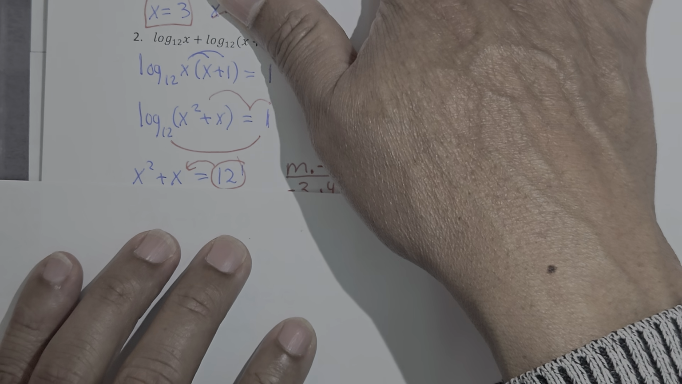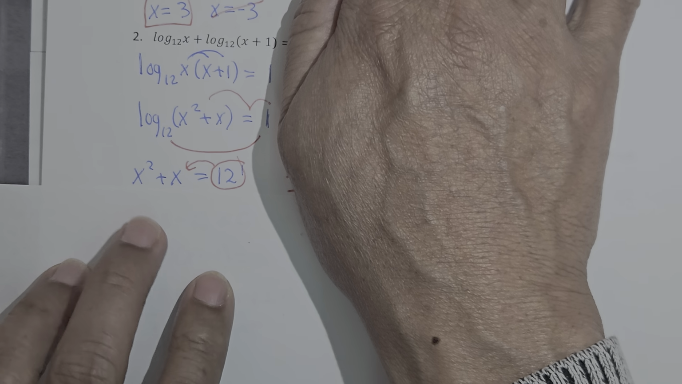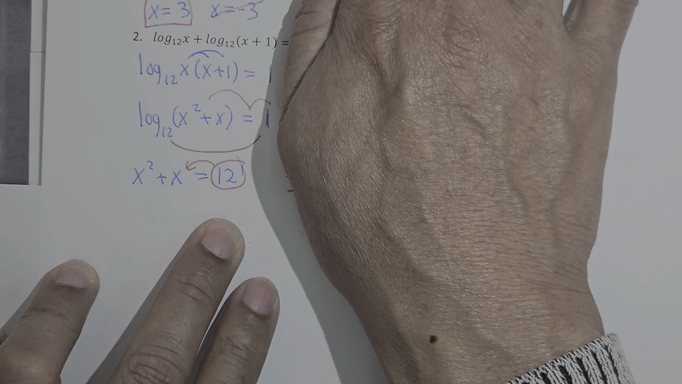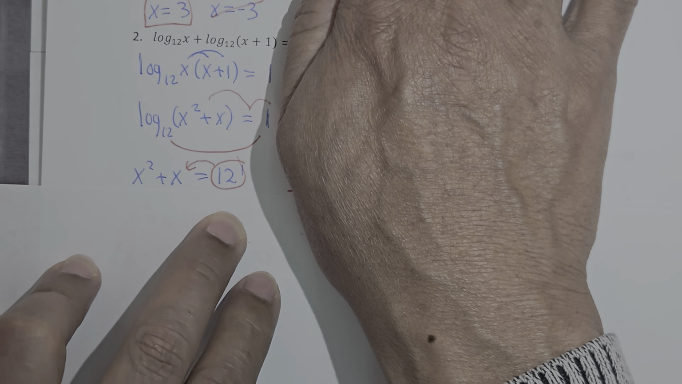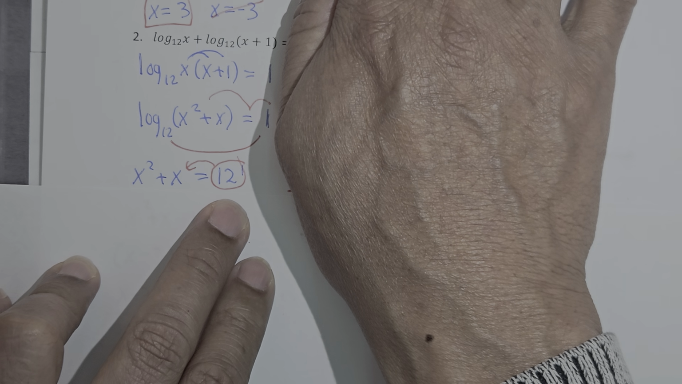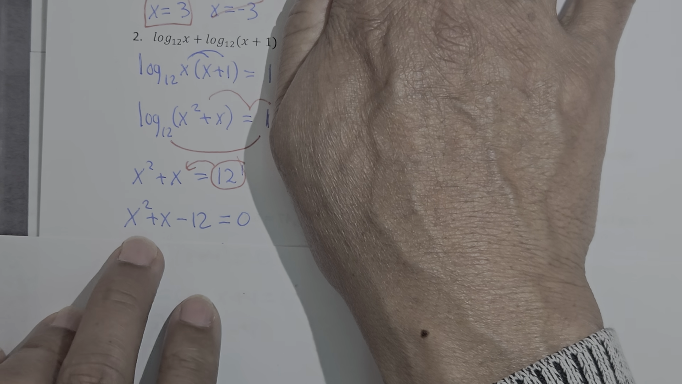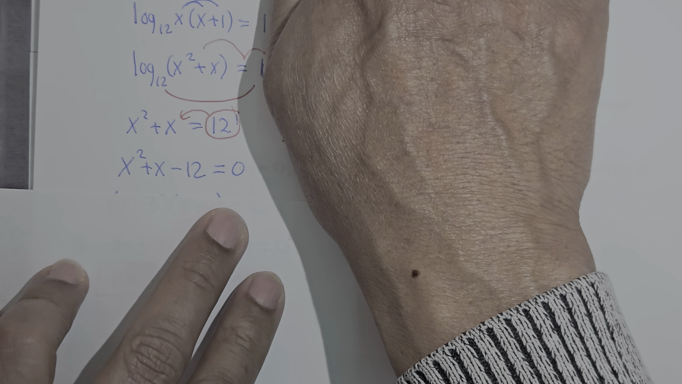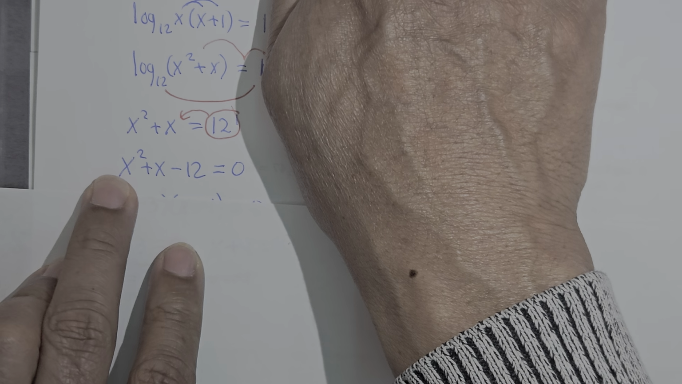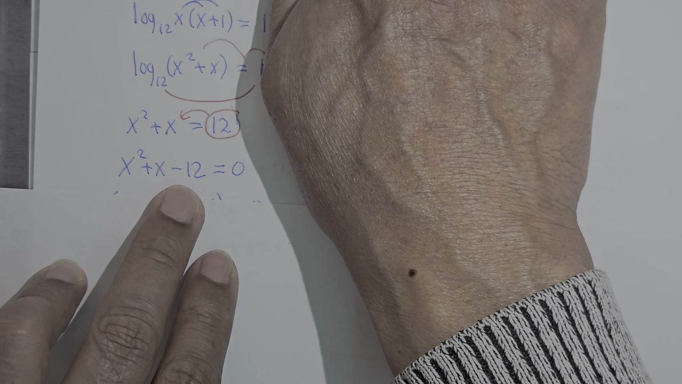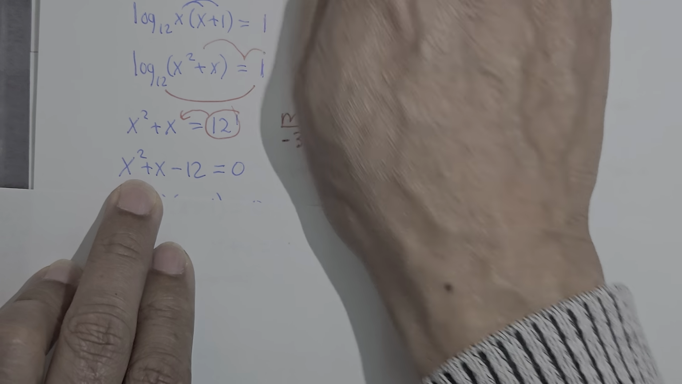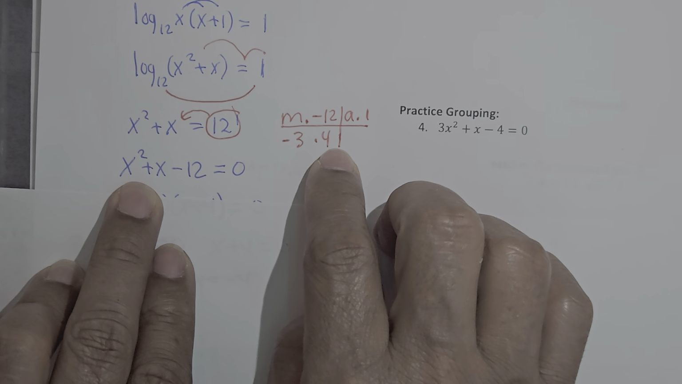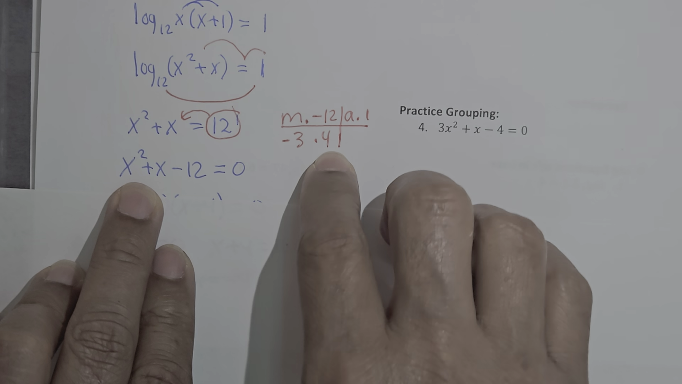So now we are here, right? This becomes x squared plus x equals 12. Because 12 to the first is 12, we bring this 12 to this side, so we have a 0 on this side of the equation. Then we have x squared plus x minus 12 equals 0. So we're back to factoring. We need to find the multiples of a times c, a being 1 and c being negative 12. Multiples of negative 12 that when you add them give you a positive 1. The only multiples that do that are negative 3 and 4, because negative 3 times 4 is negative 12, and negative 3 plus 4 gives you 1.